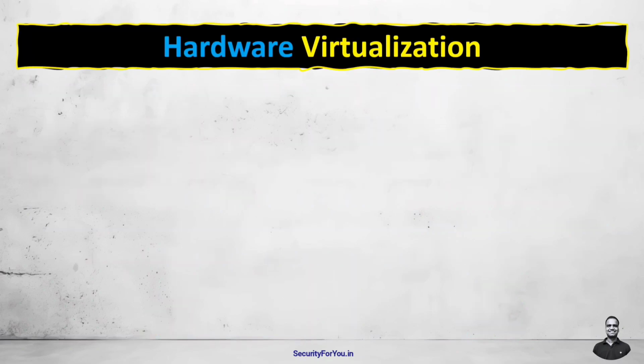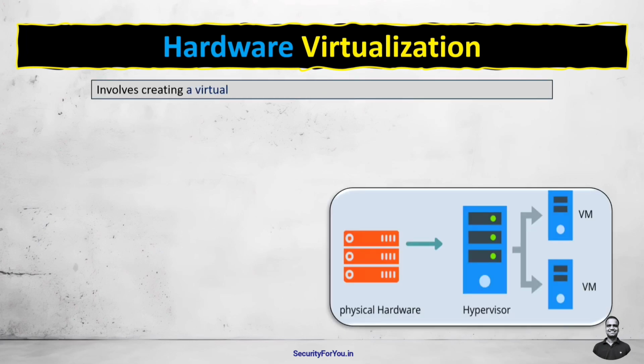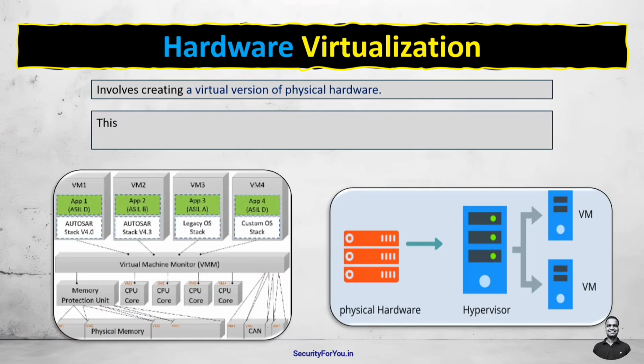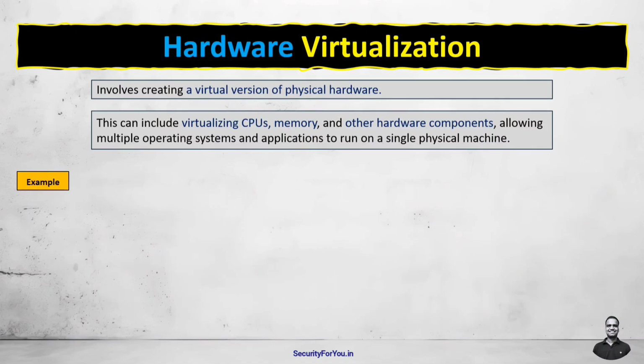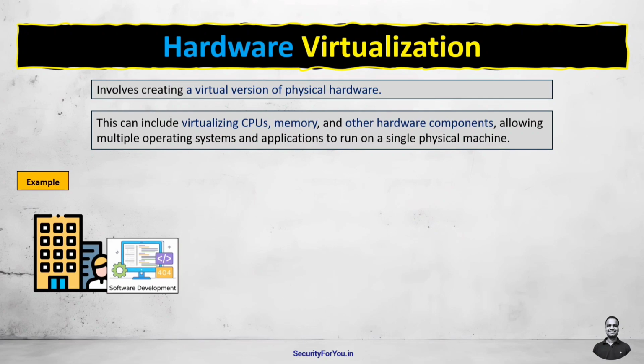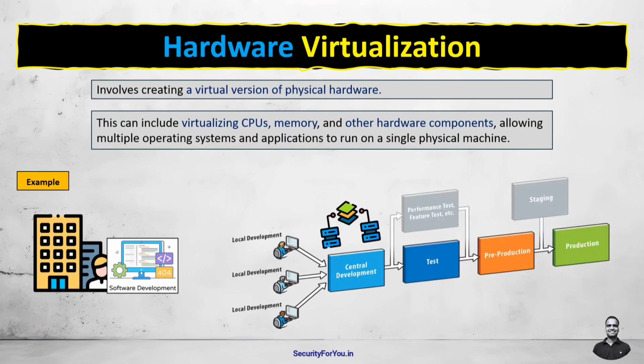Next is hardware virtualization. It involves creating a virtual version of physical hardware. This can include virtualizing CPUs, memory, and other hardware components, allowing multiple operating systems and applications to run on a single physical machine. For example, a software development company uses hardware virtualization to run multiple development and testing environments on a single server. Each environment runs on its own virtual machine, allowing developers to test different configurations and applications without interference from other projects, right?